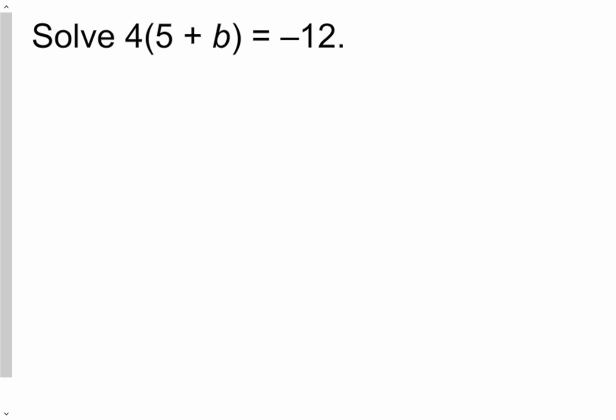Here's another example like number 2. Again, our P, or the number being multiplied times the quantity, is 4. And it's being multiplied, so let's divide both sides by 4. Okay, 4 divided by 4 cancels down to 1. So I'm left with 5 plus b equals negative 3.